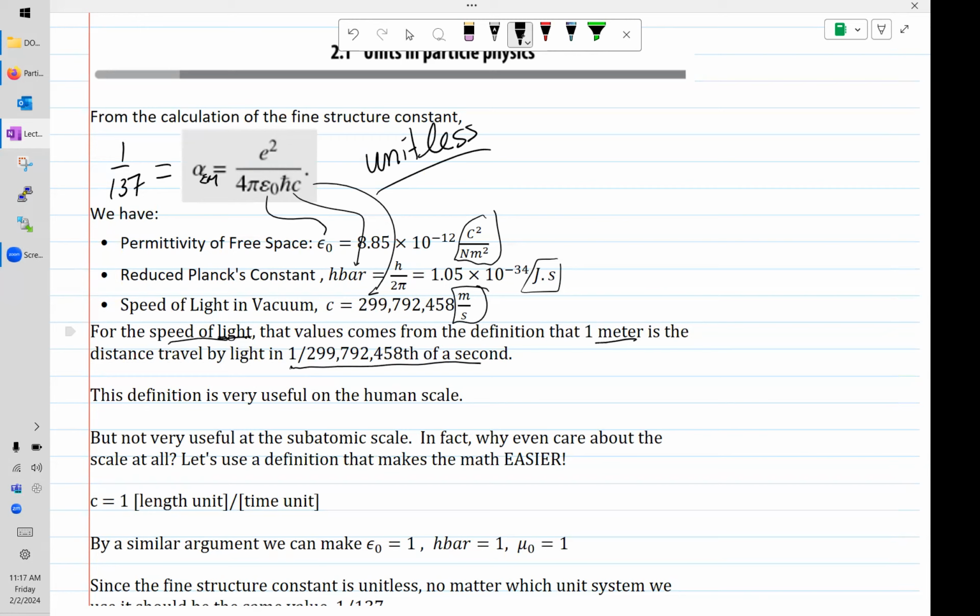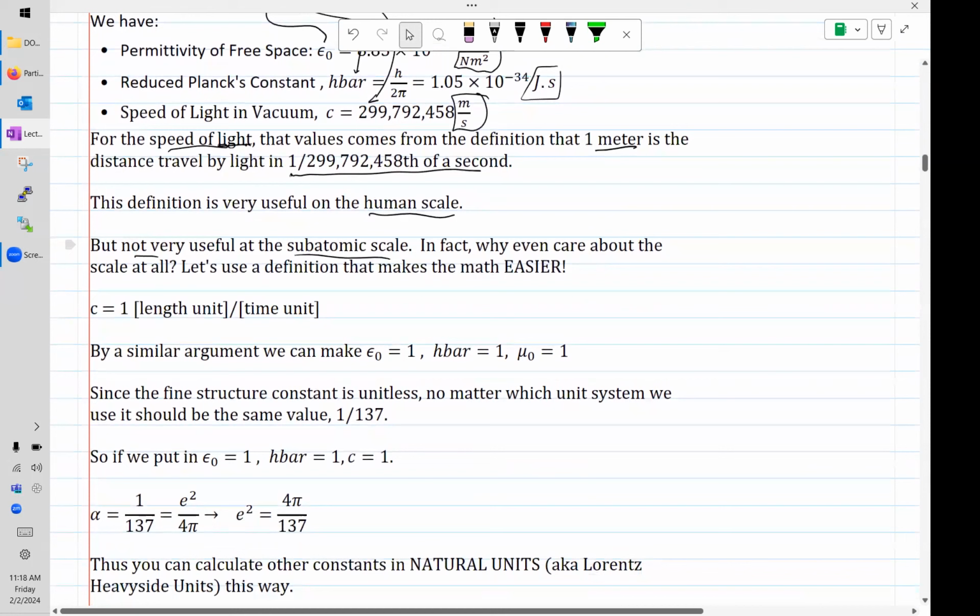Okay. It's convenient. A meter is nice. I'm about a meter. Tables are about a meter. So a meter is a nice unit when we're working at the human scale, right? But it's not very useful at the subatomic scale, right? Because we're always going to have 10 to the minus 15, 10 to the minus 20, all that stuff all the time, right? So let's make this unit a little bit easier.